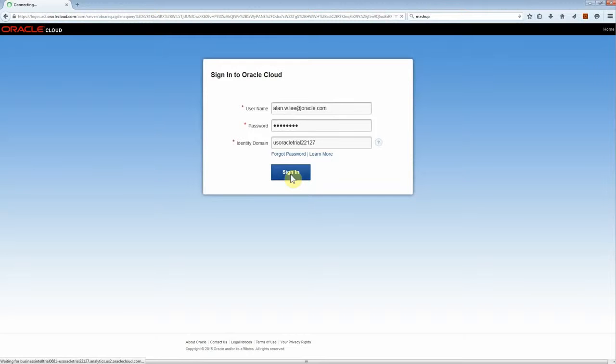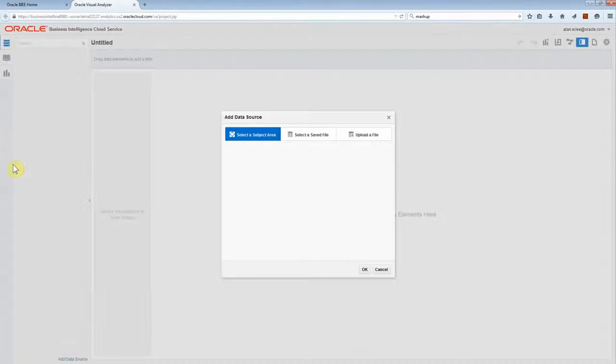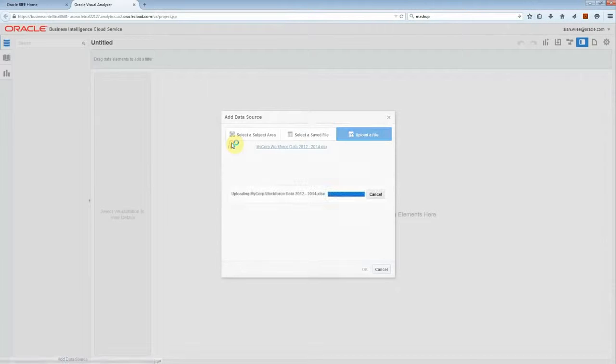I'm going to show you how to use Oracle Business Intelligence to analyze some information in a file that I've just received from my HR director. He's concerned about the attrition that he's seeing in our company, and he wants to understand what the root cause is and is hoping that the information he sent me will give him the answers.